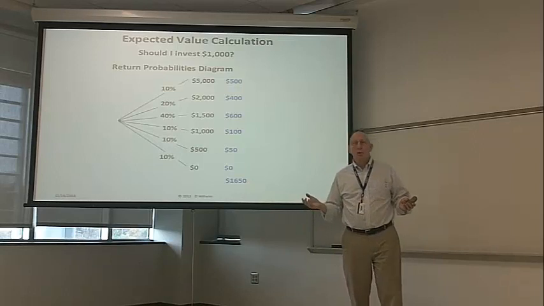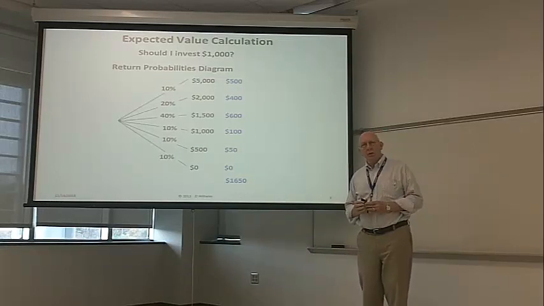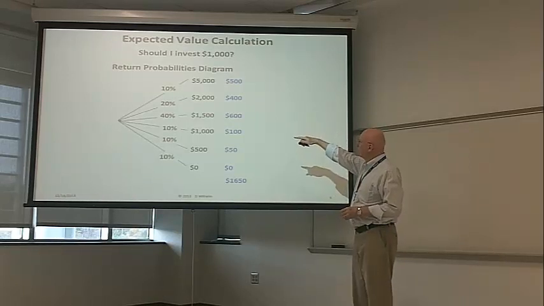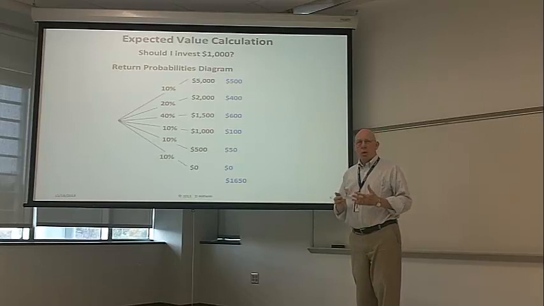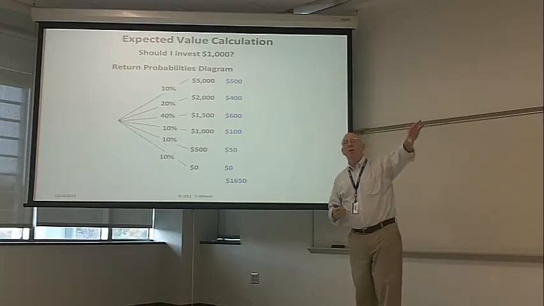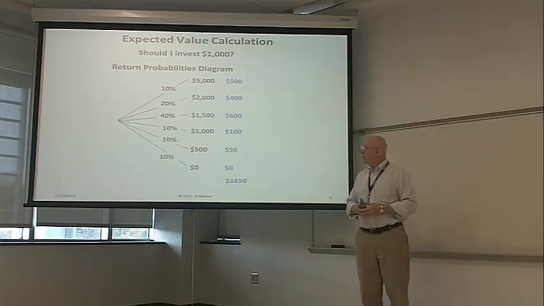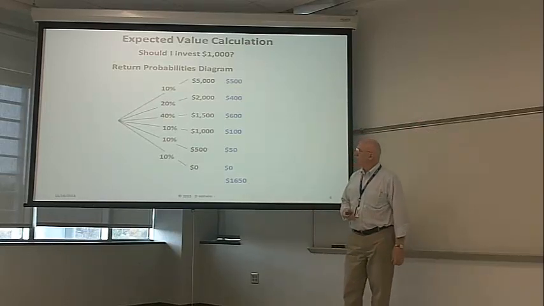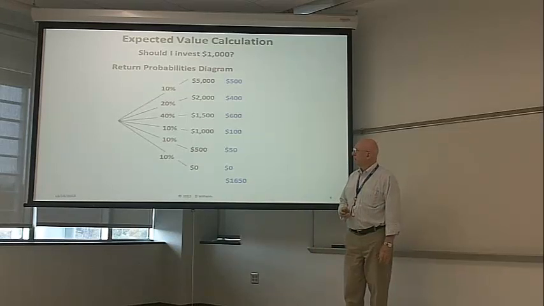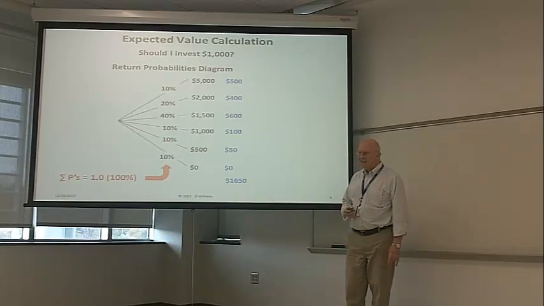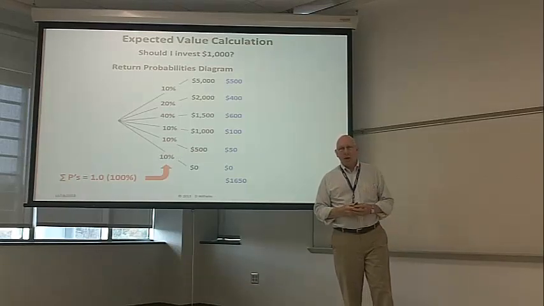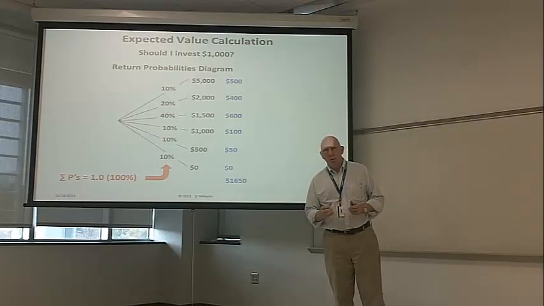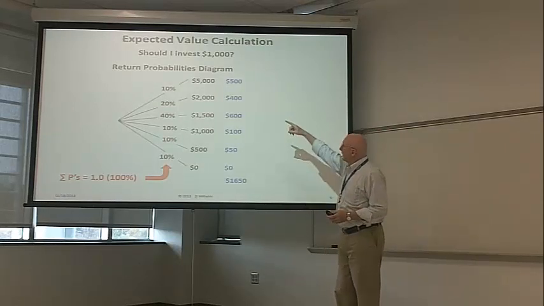Our gurus who went through the scenario development said we're either going to get 5,000 or 1,500. But one way of measuring this, remember we're trying to go from data to information, is the expected value is $1,650. Very important is that the sum of the probabilities of the various scenarios should equal 1.0 or 100%. These do.